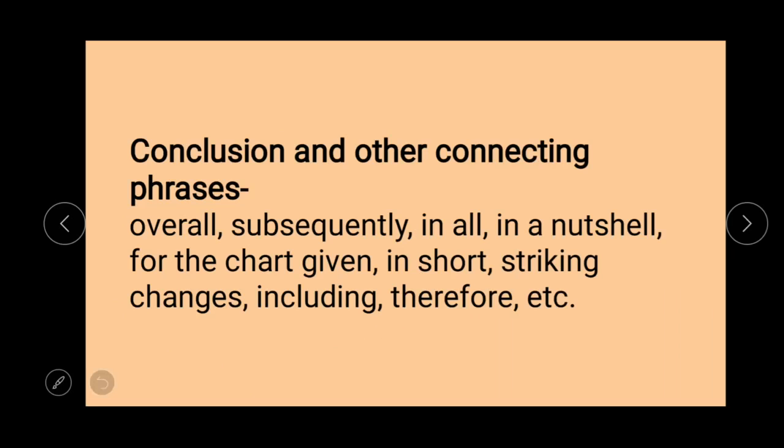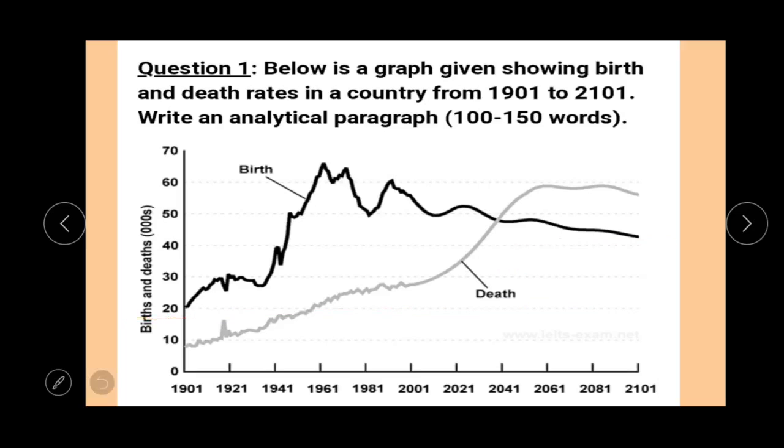Next is conclusion. This is the closing line of your paragraph, conclusion and other connecting phrases. You can start the conclusion line with overall, subsequently, in all, in a nutshell. This is a very good phrase. I like this. In a nutshell, then you can start your conclusion. For the chart given, in short, striking changes, including, therefore. So these are some other phrases you can use. So all this is about the analytical paragraph. Now let's take some examples.